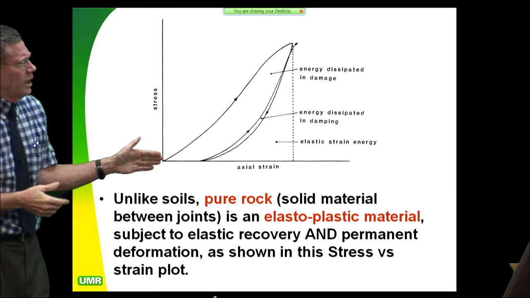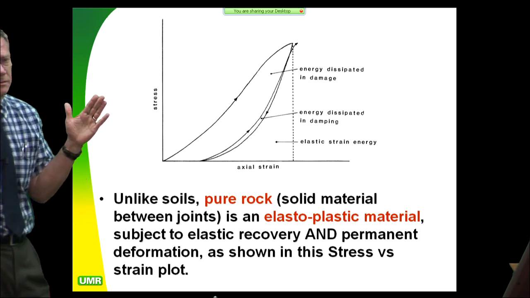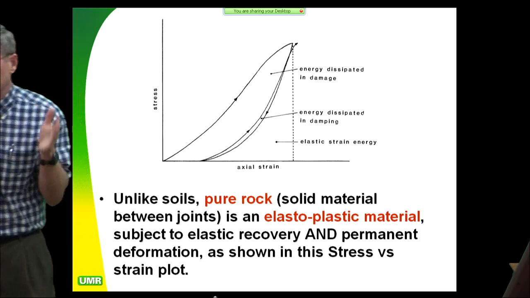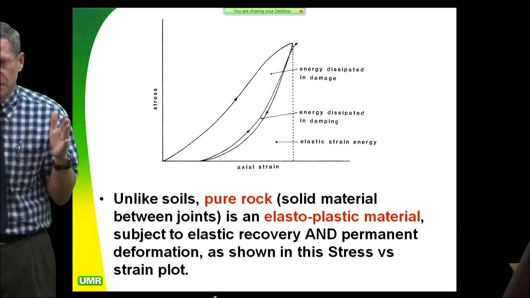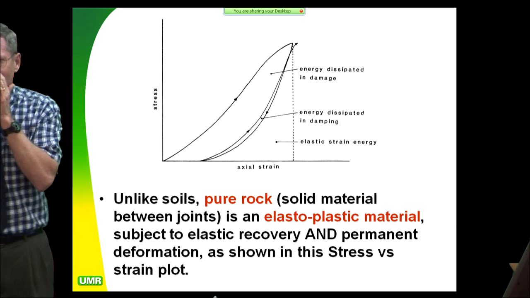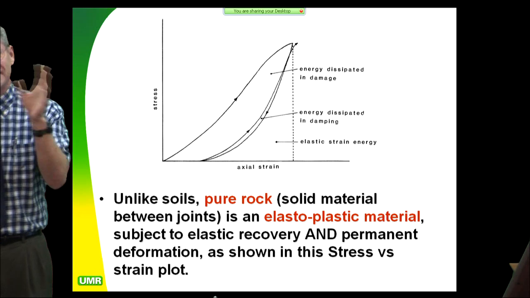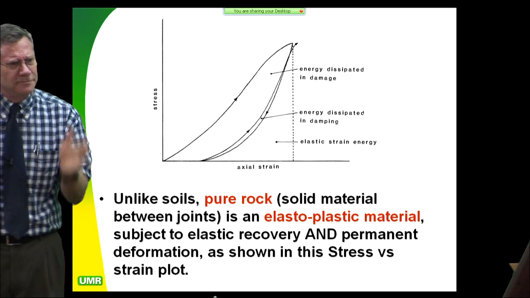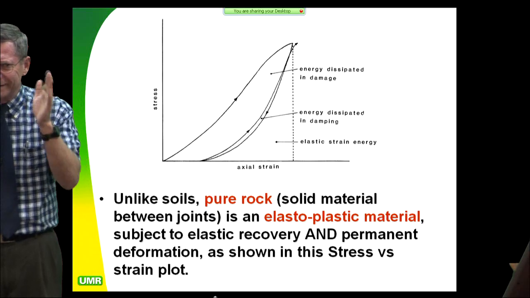Okay, so what do rocks do? They are solid material between joints. So first off, you've got to look at rock masses as what? It's like a sugar cube pile. It's jointed. All rock has joints. Like all Berkeley students have joints. Now, that's another story. But anyway, different kind of joints. So it's jointed. It's a jointed mass.